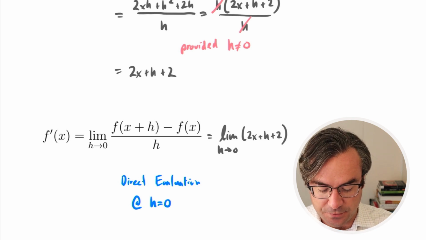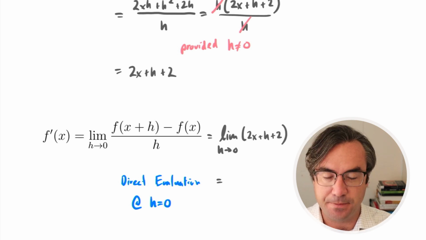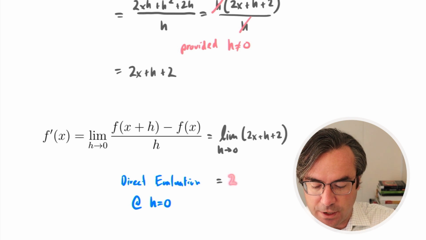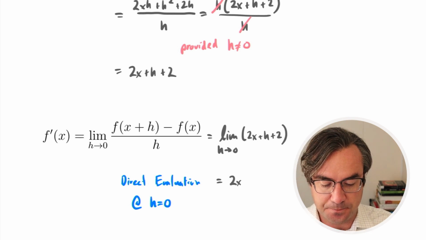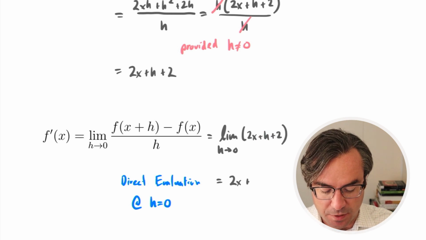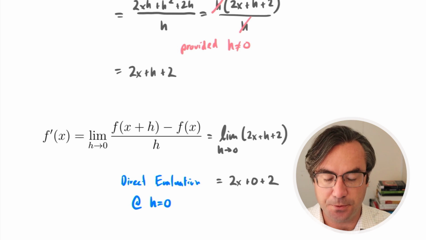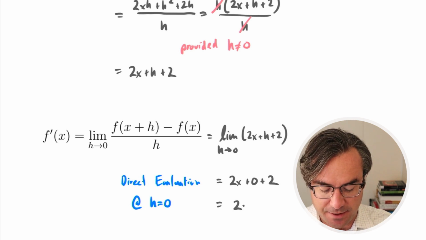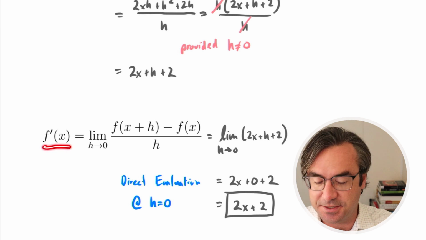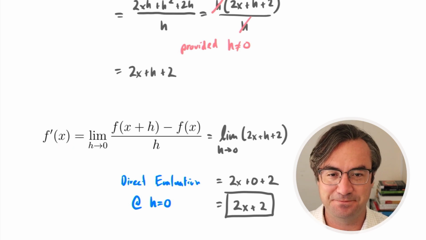So if we do the direct evaluation, now no more limit sign, and we're going to have the 2x. We're going to plug 0 in for the h that we have, so we'll have plus 0 and then plus 2, and then if we simplify, we end up with 2x plus 2, and that is our derivative.